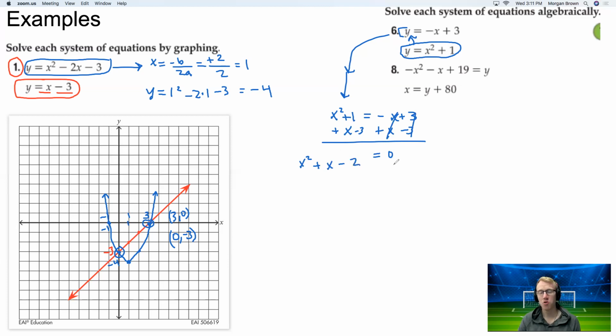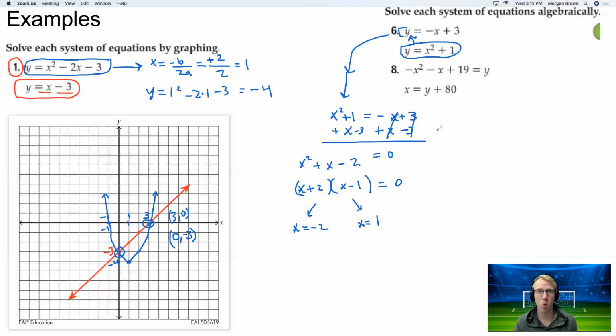Now from here, remember you have a lot of options. You could factor it, use the zero product property. You could do completing the square. You could use the quadratic formula. If it's factorable, that's definitely the quickest and easiest way to solve these kinds of problems. So what two numbers multiply to negative 2 and add up to 1? That's going to be (x plus 2)(x minus 1). Then we can use the zero product property and say x equals negative 2, and this one is going to be x equals positive 1.